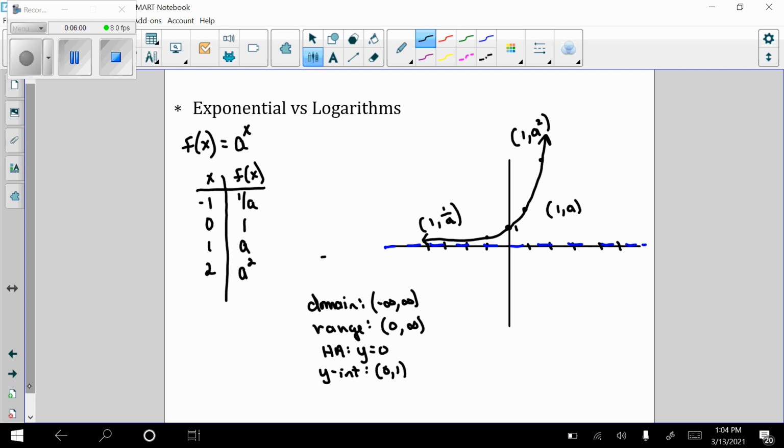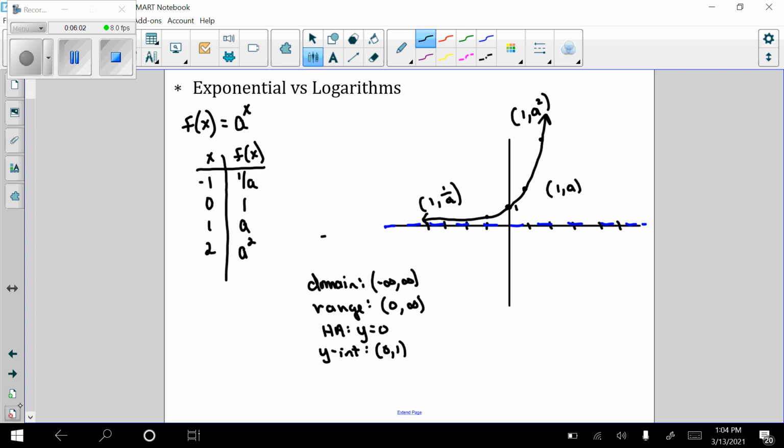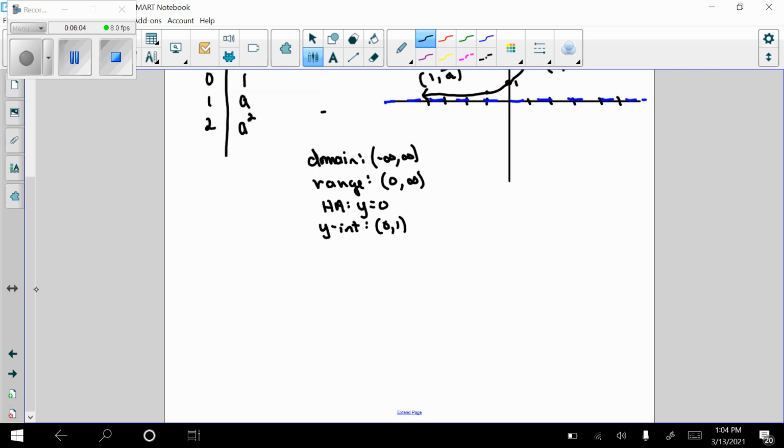Okay, so now we're going to look at a logarithm. So for a log, or to find the inverse of an exponential function, I'm going to take my original function, I'm going to change my f of x to y equals a to the power of x. I'm going to switch my x and y like I do for inverses. And then I'm going to change to a logarithm, log base a of x equals y, or f inverse of x.